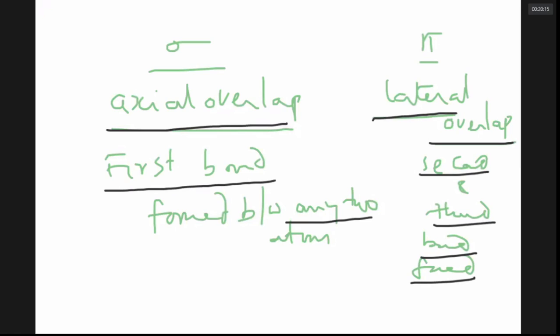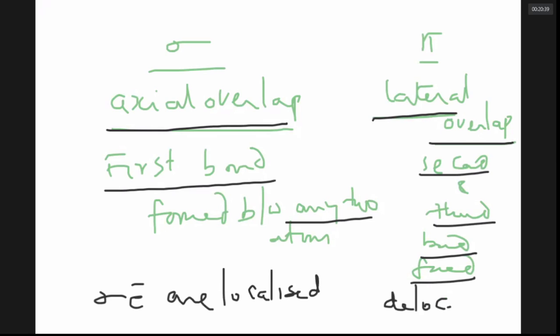Sigma electrons are located exactly in between the two atoms on the axis. We say the sigma electrons are exactly in the center of these two atoms on the axis. Sigma electrons are localized. They have a particular locality. Pi electrons are delocalized.